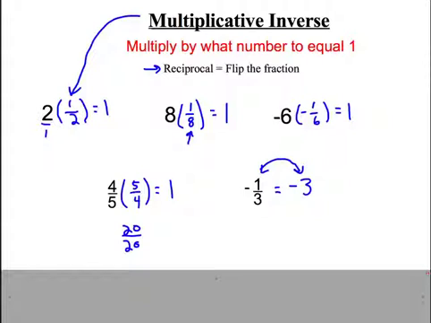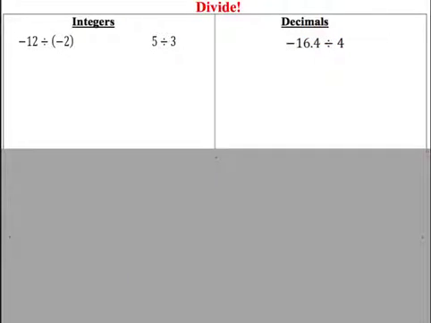Why are we doing that? Well, we needed to divide. Dividing is actually just multiplying. We're multiplying really by its reciprocal here. So negative 12 divided by negative 2 is the same thing as multiplying by negative 1/2. We're multiplying by its reciprocal.